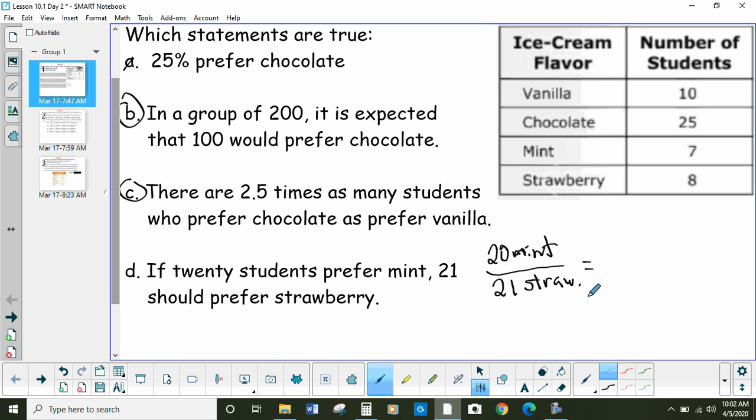So, is this true? Let's check our table. Compared to our table, the table has 7 mint. And how many strawberry? 8 strawberry. Now, at a glance, this looks like it works, doesn't it? It looks like it's true because this is one more than this, and this is one more than this. And we know that in proportions, we have a relationship, right? Going from top to bottom like that. But the relationship has to do with factors or multiplying.